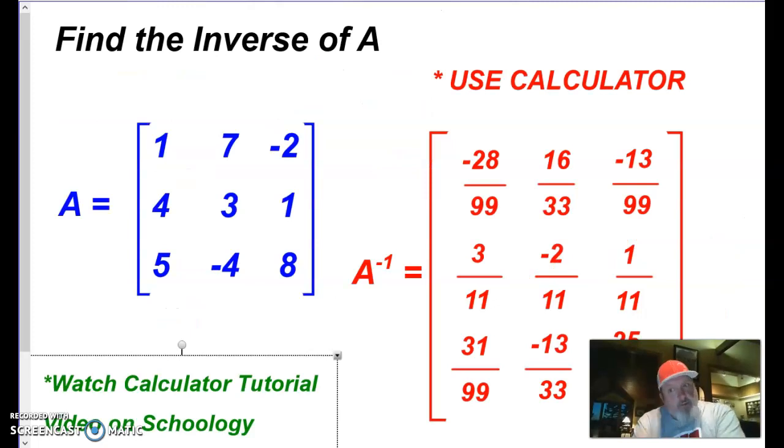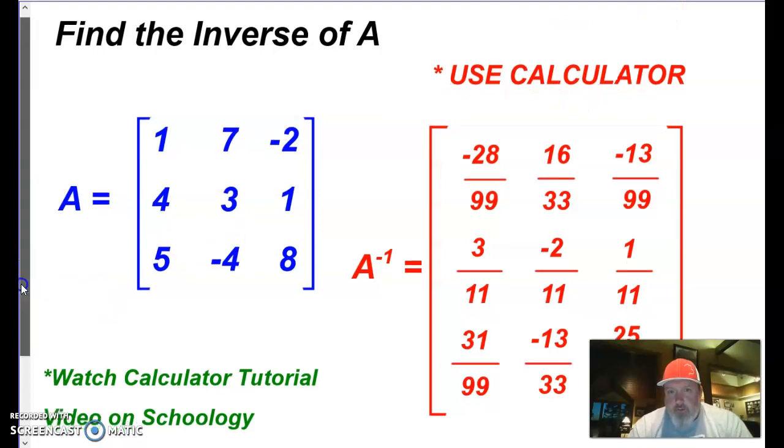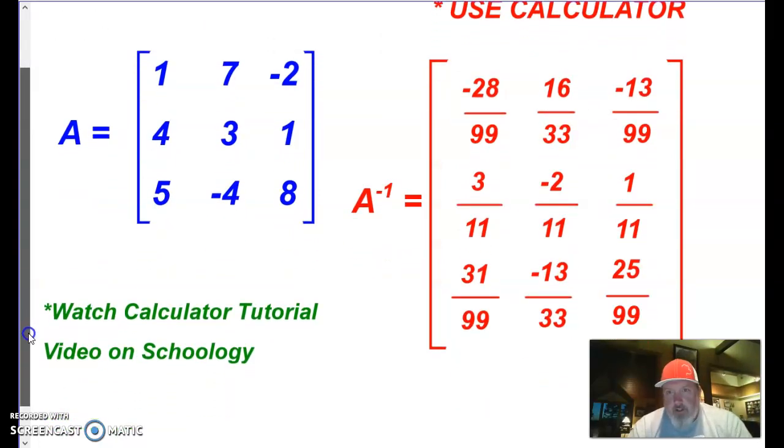3 by 3s. We can do this by hand, but it is a giant pain, and that's an understatement. So what we do when we get to this point, if we have a 3 by 3 matrix, we're going to do the inverse on the calculator. So you can see the answer right here. That's great. Okay, inverse A equals that.